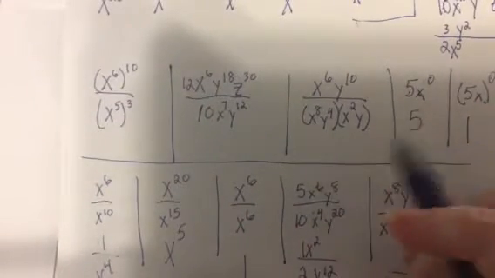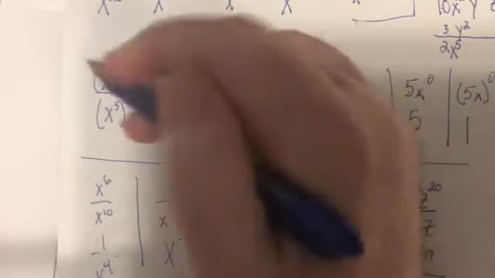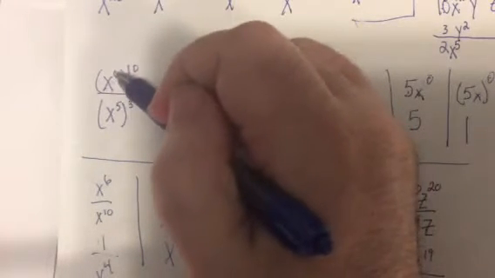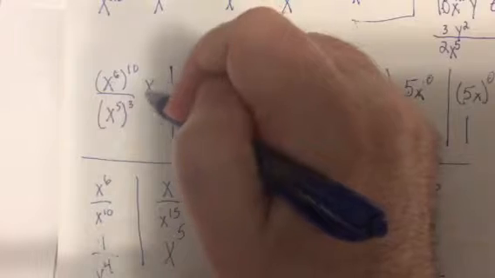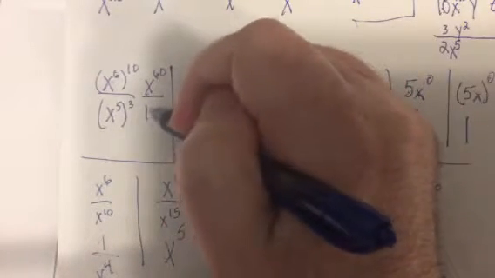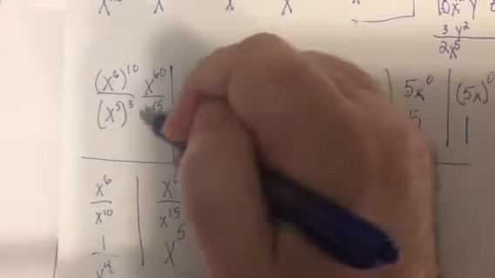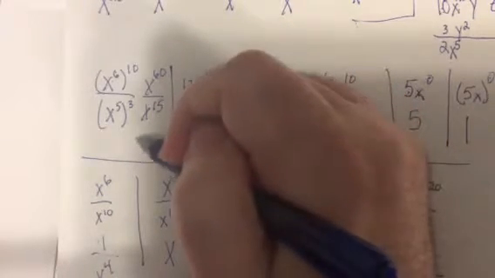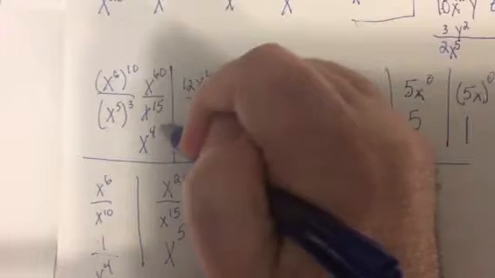Now these are a little trickier. This one, base raised to a power raised to another power, you multiply. Multiply the powers. Now we reduce it. 15 of these cancel with 15 of these. So that'd be x to the 45th.